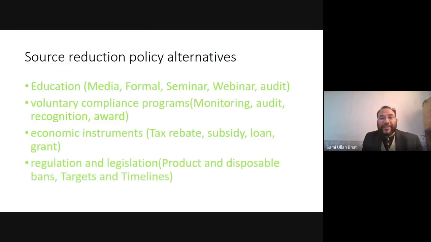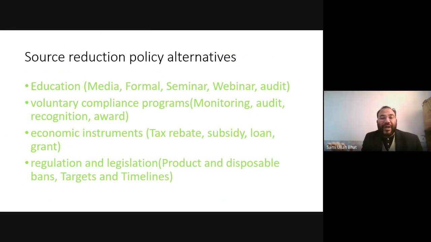Then, from the policy point of view, it is education. You and I are part of a webinar where we can put emphasis on education through the media, formal seminars and webinars. We can have an audit of waste. That is right, a mandate in certain cases.